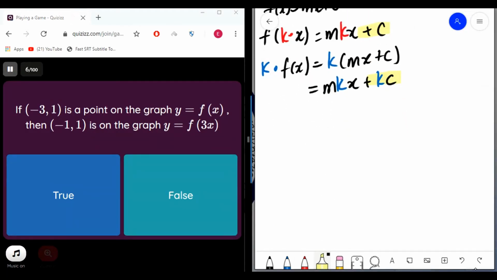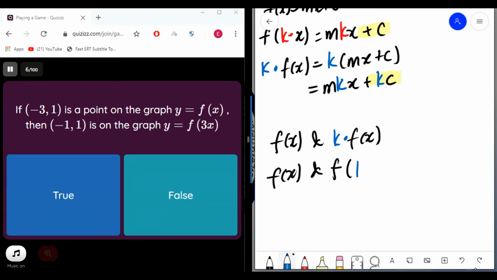This question is actually different from the last question. Last question, we compared f of x and k times f of x. But in this question, we compare f of x and f of k times x. They are not the same. In this question, k will only affect x but not the constant c.